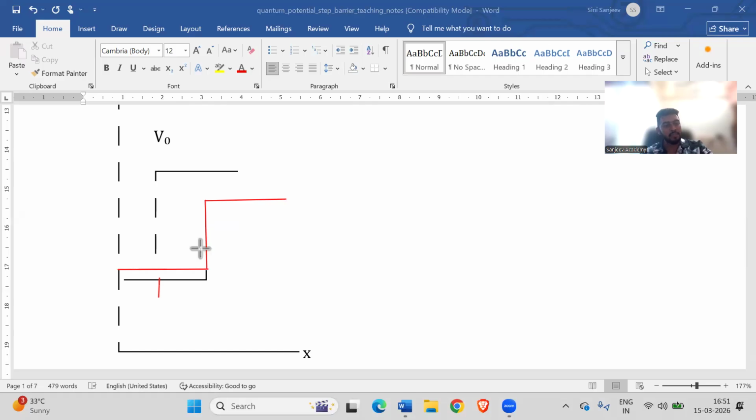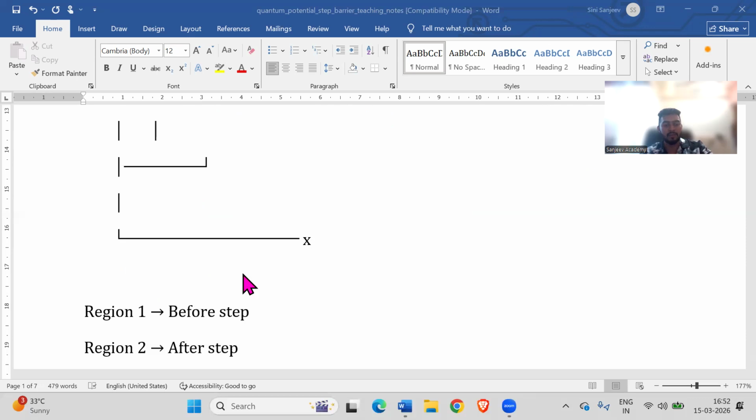Clear? So region 1 is before the speed breaker. Region 2 is after the speed breaker. This is my region 2 after the speed breaker. So slowly, because it is very, very important to understand the physical meaning of each and everything. I'll clear all the drawings. I hope you understood, because in the Word document it hasn't come properly.